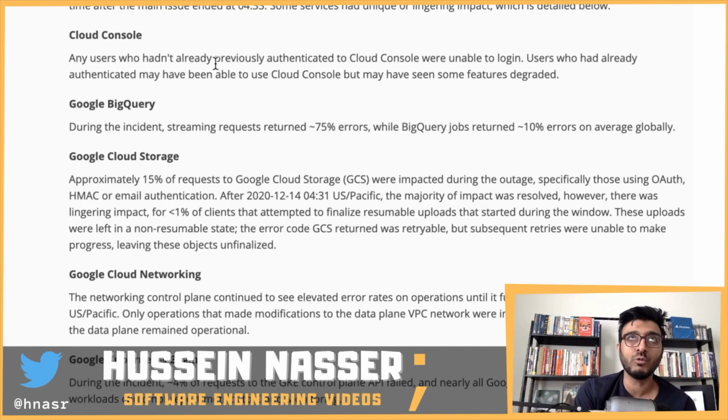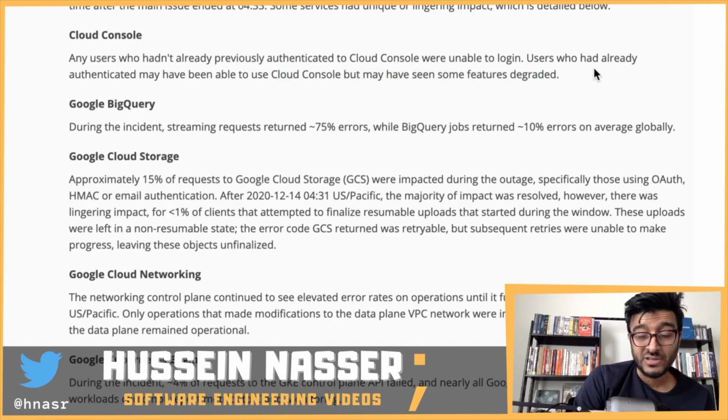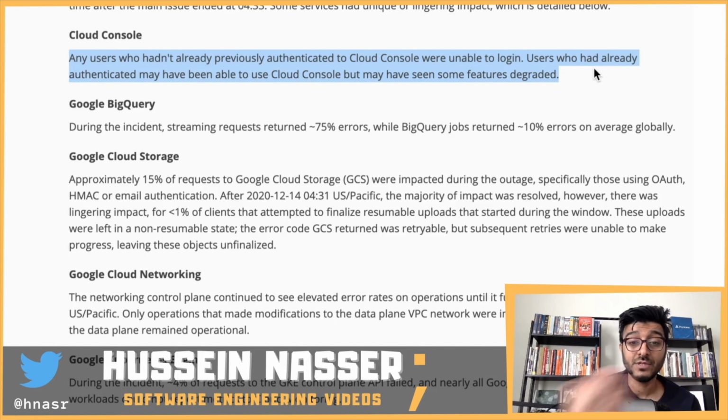If you were authenticated, you had a token, so it makes sense that you should be able to access it. But that gets you only so far because of the leader failure that we talked about, right? The expiry of the account information makes your account info outdated. That token will expire eventually, right? Users who had already authenticated may have been able to use Cloud Console, but may have seen features degraded. God knows, right? This service might use other services that just couldn't authenticate.